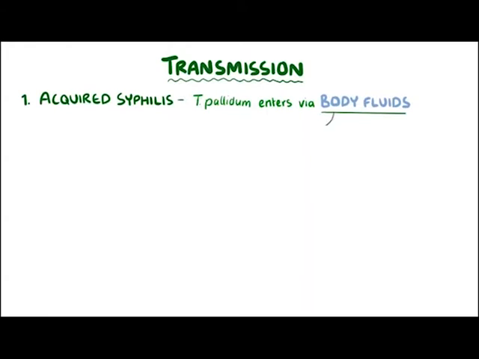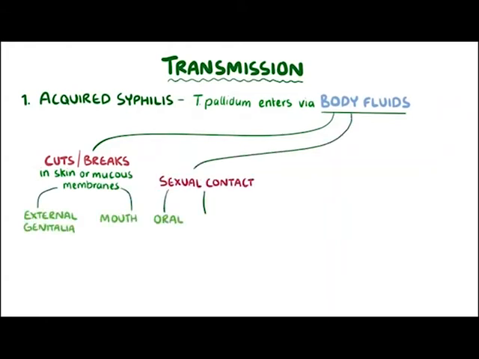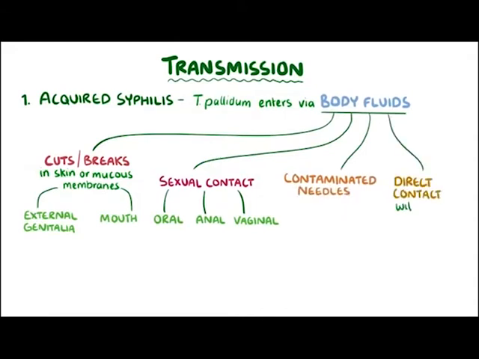That can happen when there are tiny cuts or breaks in the skin or mucous membranes of the external genitalia or the mouth when there's sexual contact, including oral, anal, and vaginal sex. It can also happen when people share contaminated needles, or when they have direct contact with the skin lesion of an infected person, because the lesion is covered in this fluid which is rich in spirochetes.